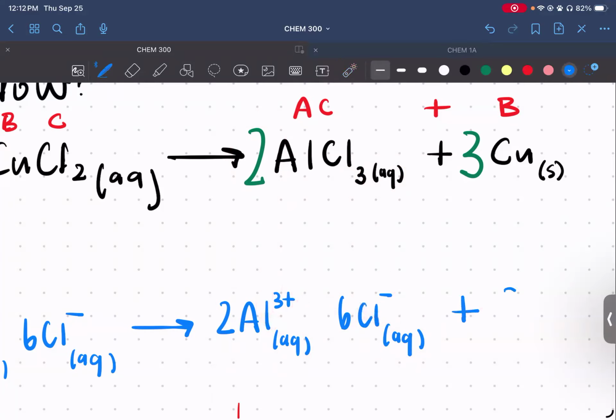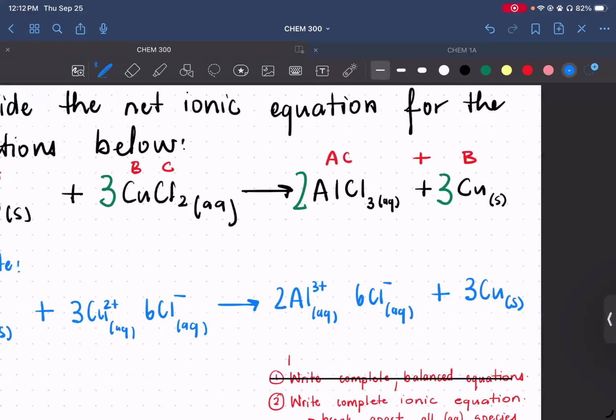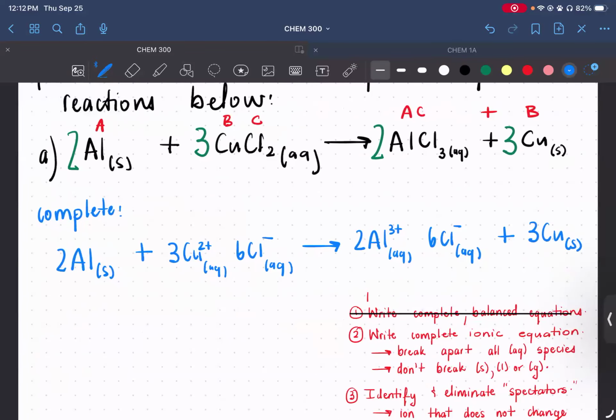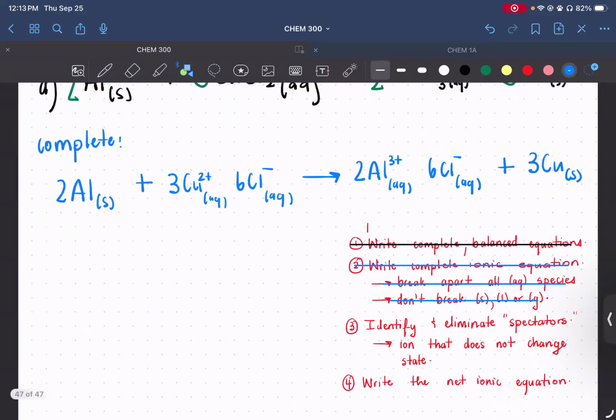Next, we have copper, which is a solid, so it's left alone. This is the complete ionic equation. It shows everything that can be made. With that, we have completed step 2.